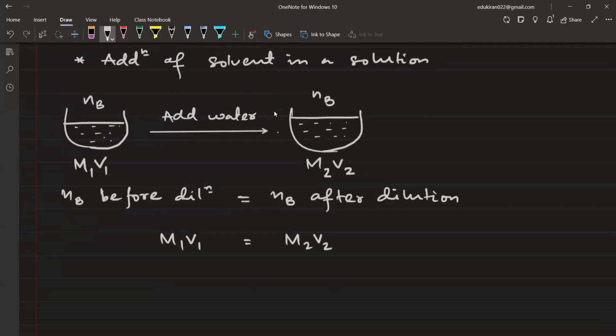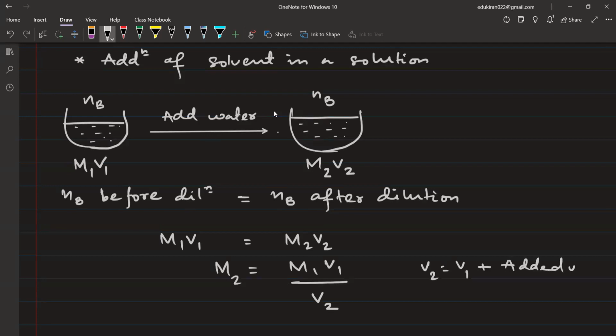Right? And what will be M2? The final molarity will be equal to M1 V1 divided by V2. And what is V2? It is equal to V1 plus added volume. Correct? Got it, guys? Please tell me. All of you got this? Yes or no? Yes, sir.